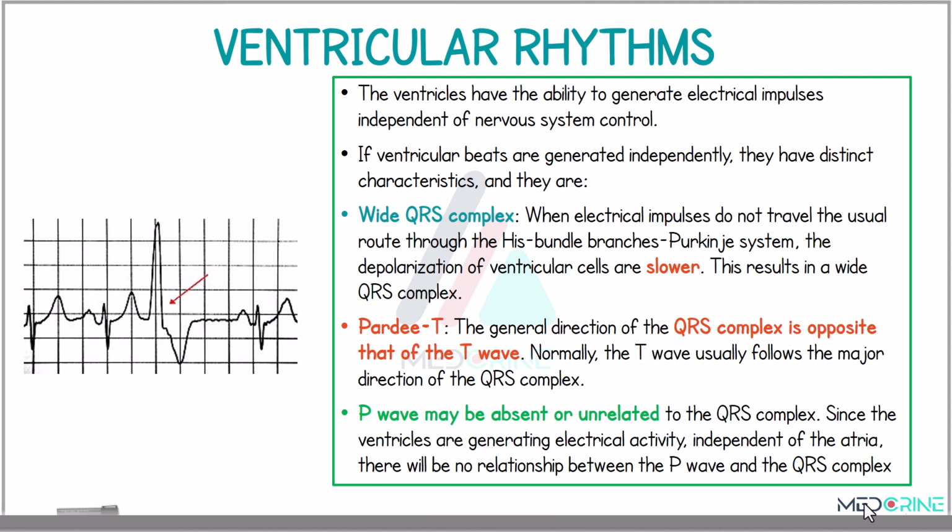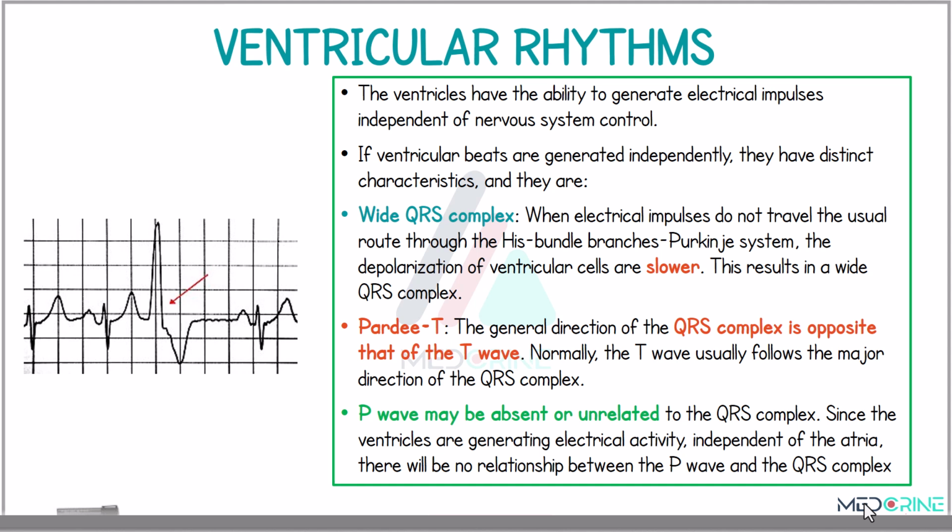When electrical impulses do not travel in the usual path through the bundle of His and the Purkinje system, the depolarization of the ventricle cells is slower. This results in a widened QRS complex.